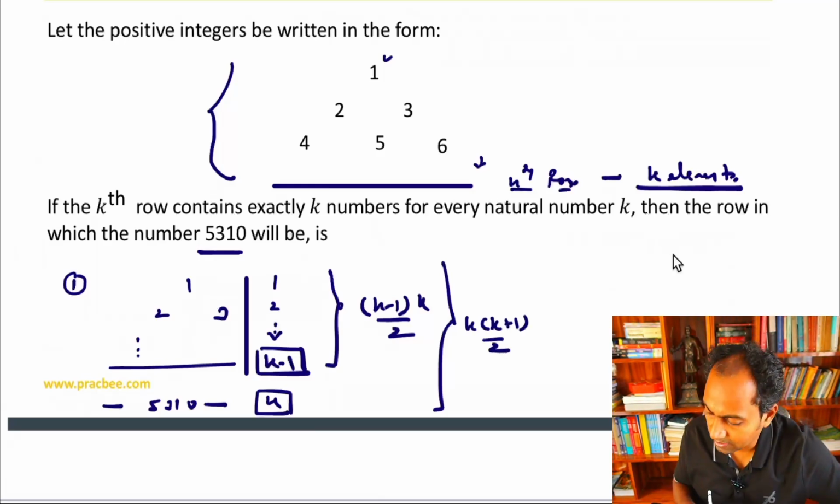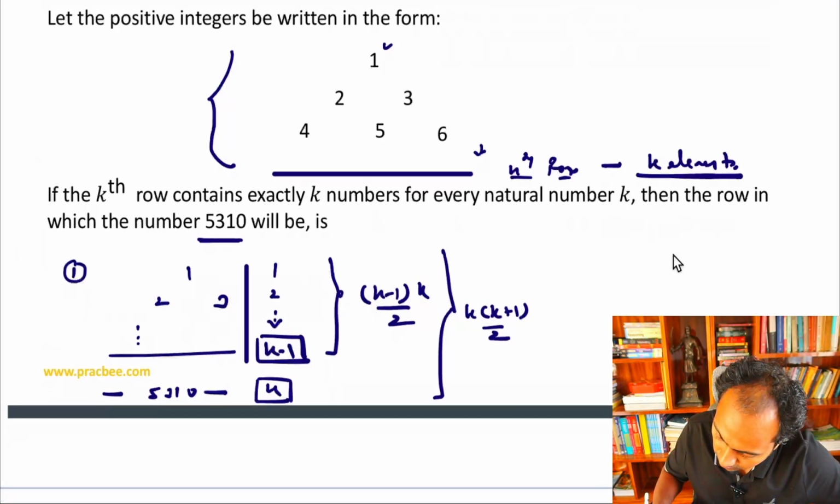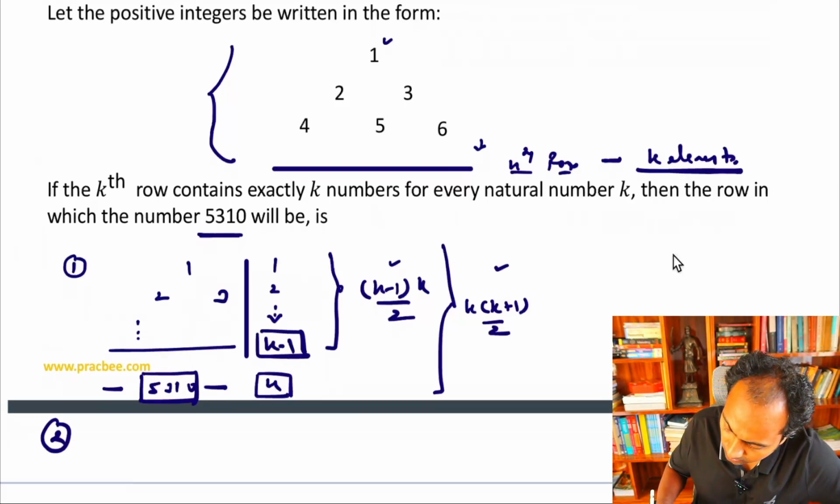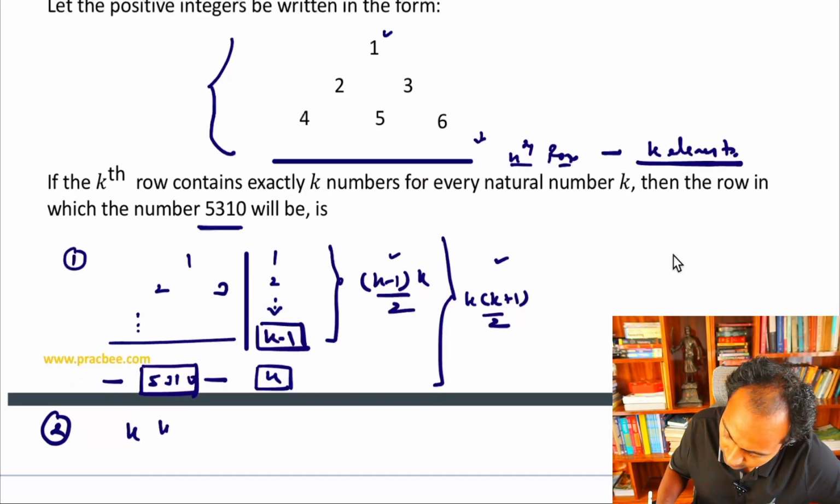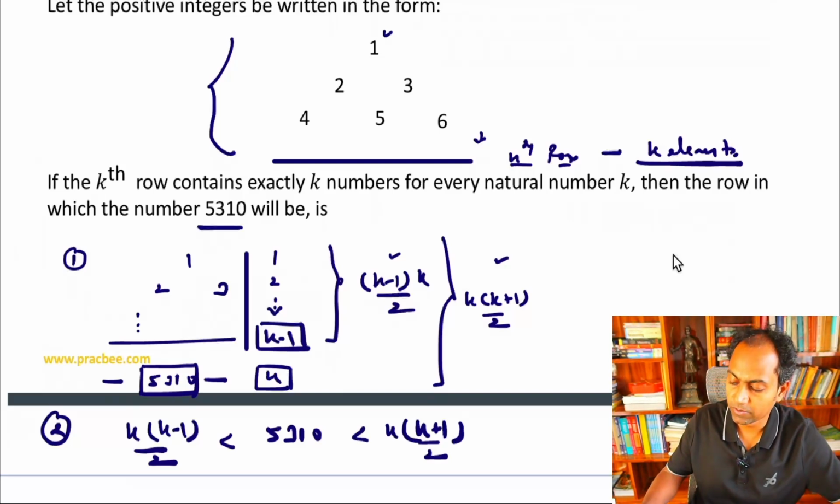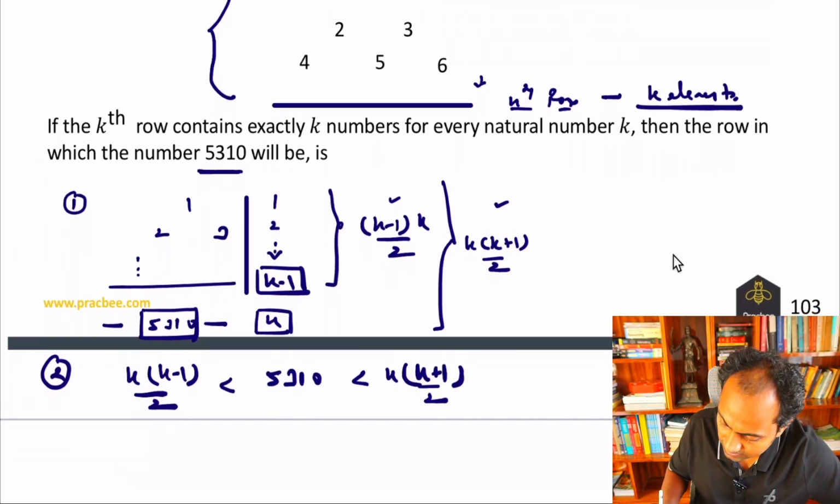Once I figured that out, the interesting thing is that this term number 5310 will lie between these two numbers. So let us make a simple inequality. What we can say is, k into k minus 1 by 2 should be smaller than 5310 and k into k plus 1 by 2 should be greater than this. You can see that it lies between these two numbers of terms. If you simplify this, what is going to happen?